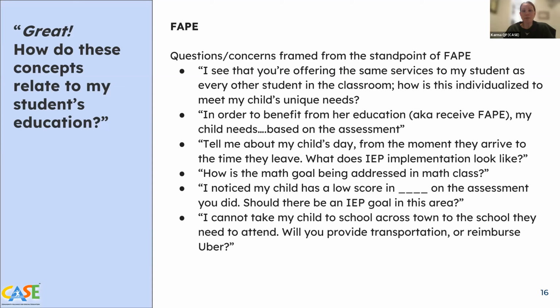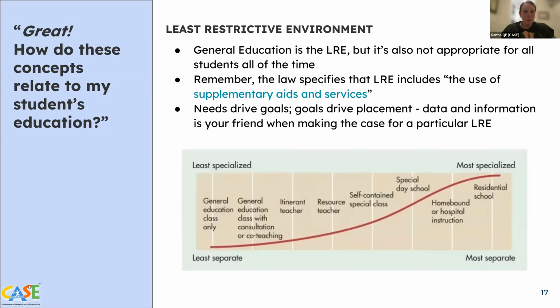Or I noticed my child has a low score in visual processing on the assessment that you did. Should there be an IEP goal in this area? Maybe you would ask, I cannot take my kid to school across town to the school that they need to attend. Will you provide transportation or reimburse me for Uber? Think about how you can frame those questions to the school district.